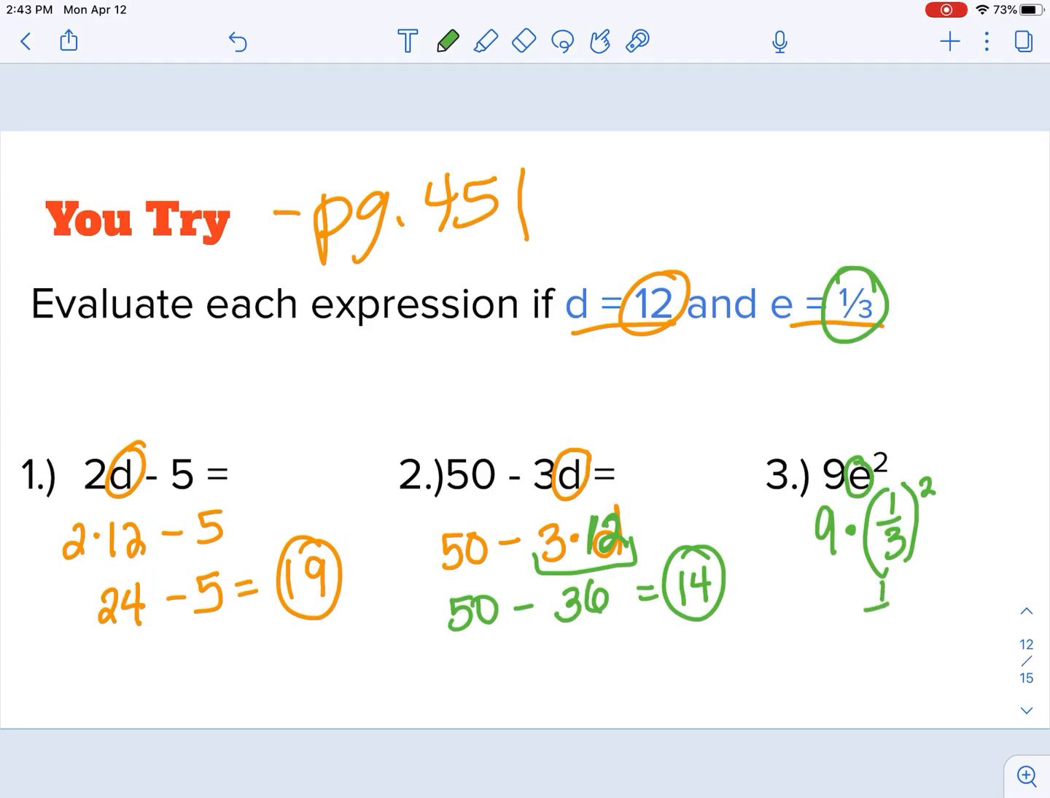1/3 to the second power is 1/3 times 1/3. And since it's all multiplication, I'm going to put that 9 in there too. I'll put a 1 on the bottom. 9 times 1 times 1 is 9. 3 times 3 is 9. Ooh, that worked out nicely. 9 divided by 9, or 9 over 9, is a whole, is 1.